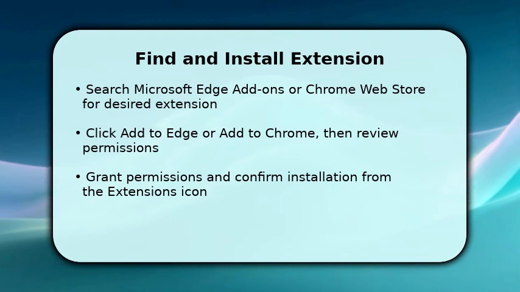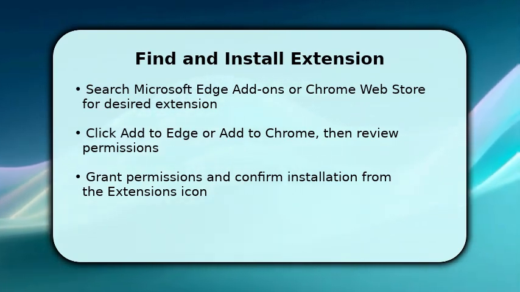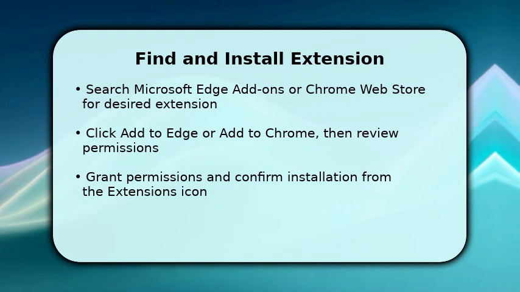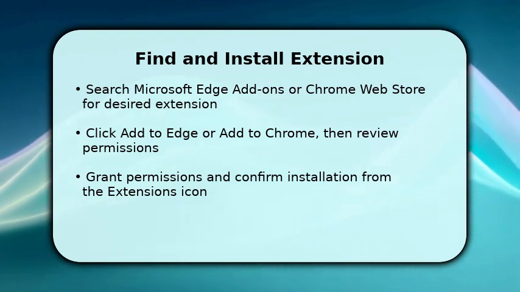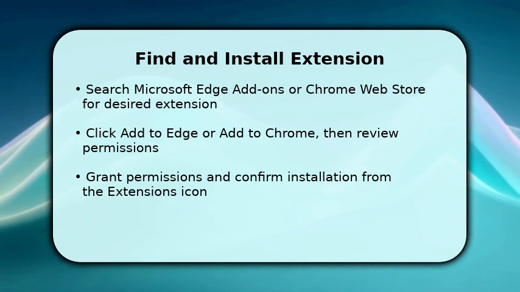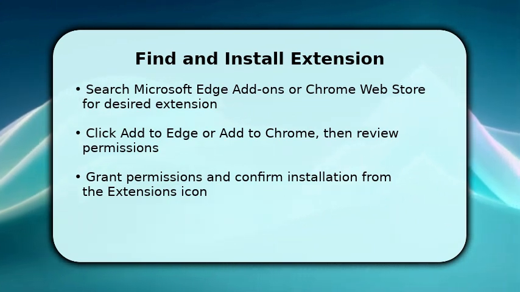Next, you'll locate and install the extension. You can search the Microsoft Edge add-on site or the Chrome Web Store, pick a trusted developer, and read ratings. After choosing, click Add to Edge or Add to Chrome if permitted, and Edge will show requested permissions.